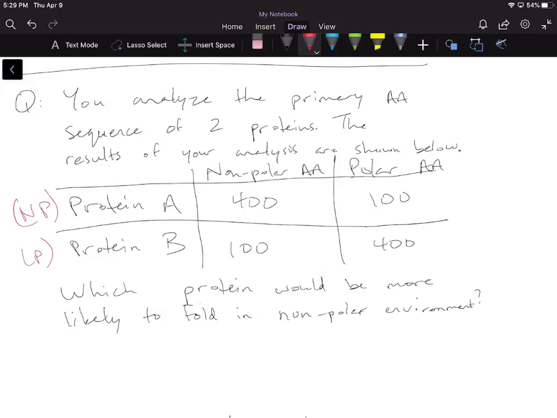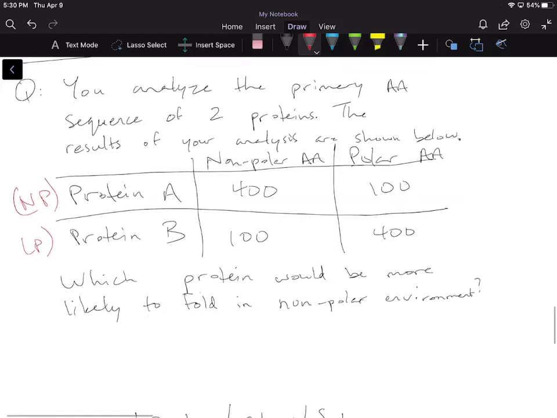So you could pause the video and think about it. Try to think about the enthalpy and entropy and see which one would lead to the protein being more likely to fold, okay? So I'm going to go ahead and start answering the question.